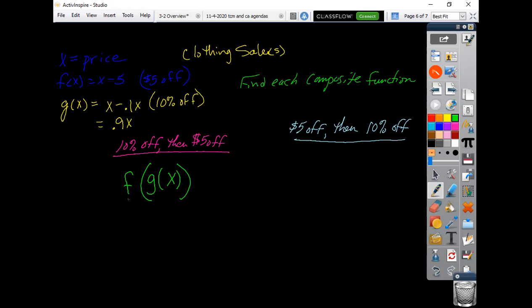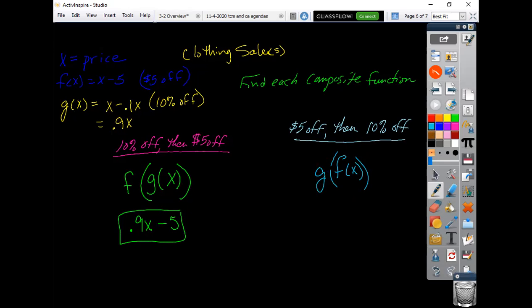Take my g of x formula right there, and put it in place of that x, right there. Okay, so put my g of x in place of the x, and I've got 0.9x minus 5, if I do it in that order. Take the second option. The second option says, first take your $5 off, that's your f of x. That's the $5 off. And then after you do that, do the 10% off, which is your g of x. So that would look like this order.